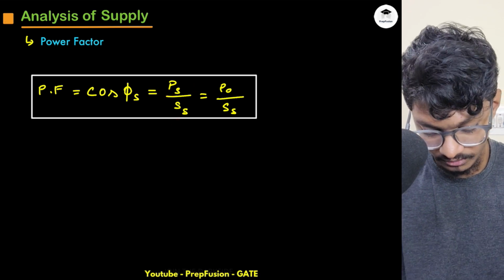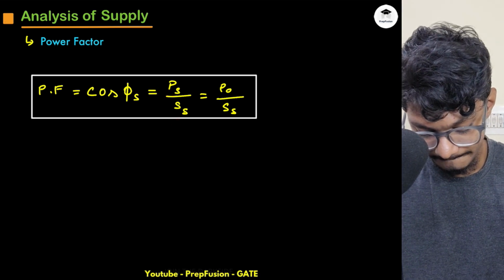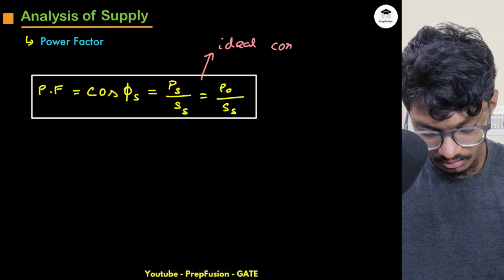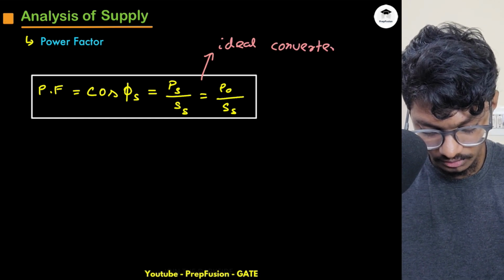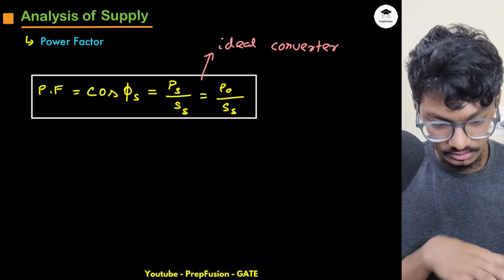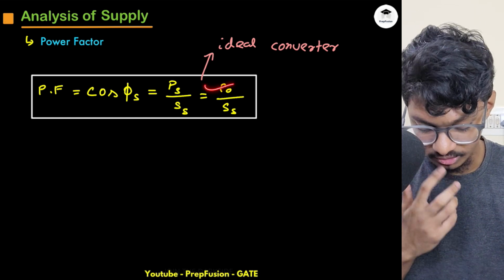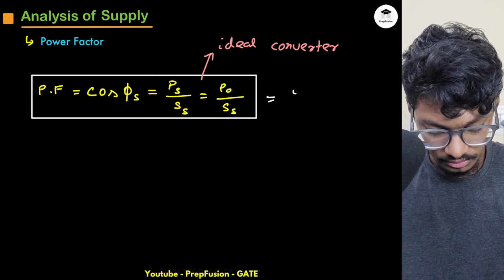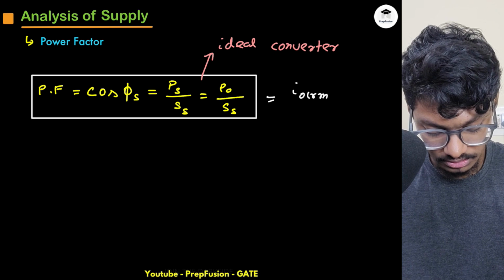if the converter is ideal, then obviously PO will be equal to PS. Okay, so these are the things. This you basically know. And what is PO? PO is basically IO RMS. This will be given to you, don't worry.